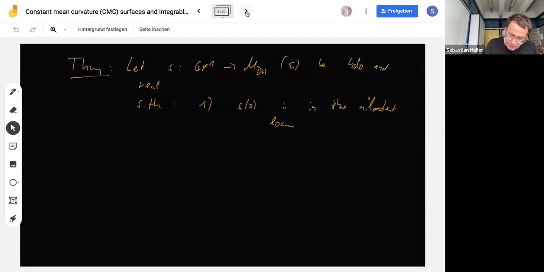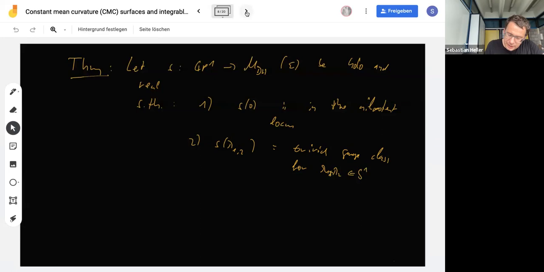The second condition is that S of lambda 1 and lambda 2 is the trivial gauge class. So the gauge class of a trivial connection, or the trivial lambda connection, for 2 points, lambda 1, lambda 2, in the unit circle, and both points should not be equal.